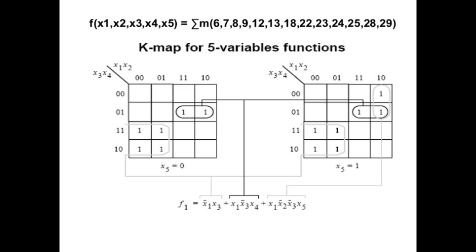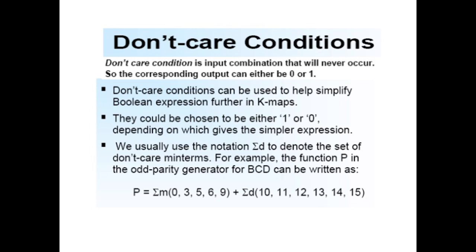The minterms of the 5 variable function in this problem are 6, 7, 8, 9, 12, 13, 18, 22, 23, 24, 25, 28, 29. We can mention up to 0 to 31 in a 5 variable K map. In a 4 variable K map we can mention up to 15. So we can get the answer through mapping. Here also the same case: the mapping with 8 adjacent ones, 4 adjacent ones or 2 adjacent ones.